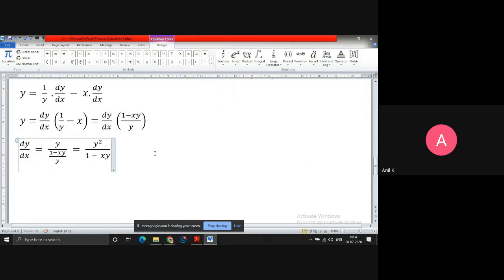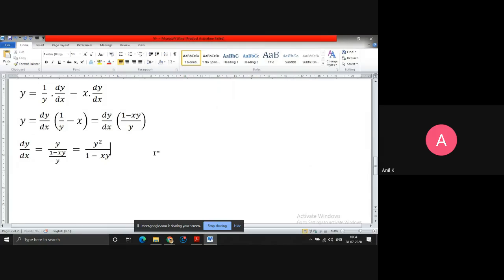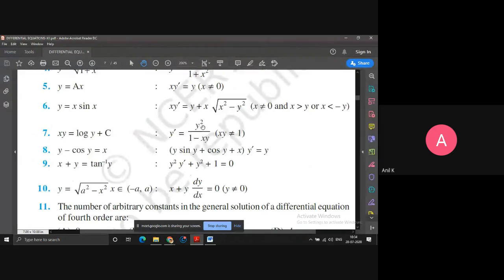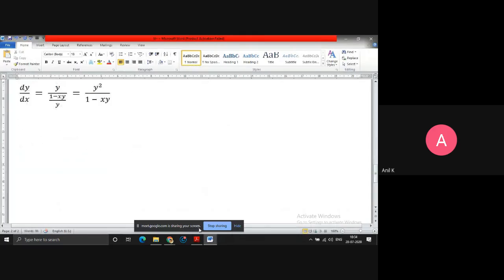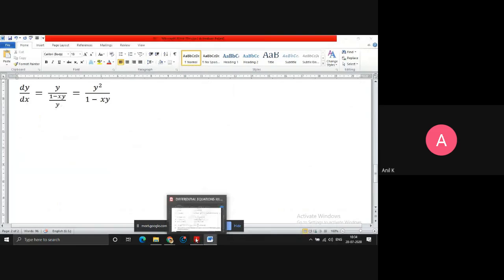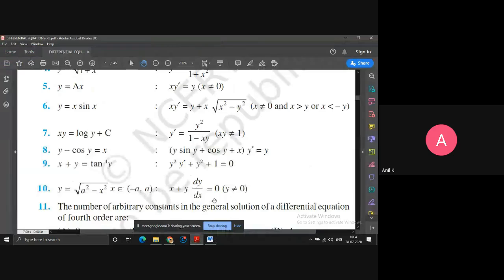Okay, what you have to prove exactly? Same. I think we got it easily. Y square upon 1 minus xy. Okay. So questions are easy. Just you have to go a little bit calculation oriented. I think rest of 10th question I'll go now. I think the 10th question is also much easier.